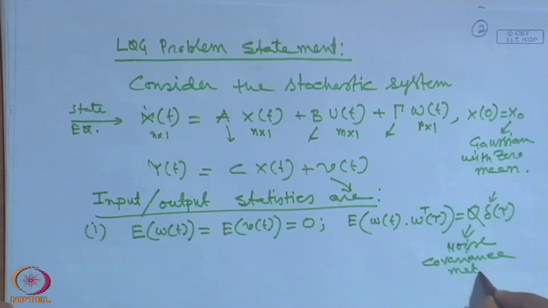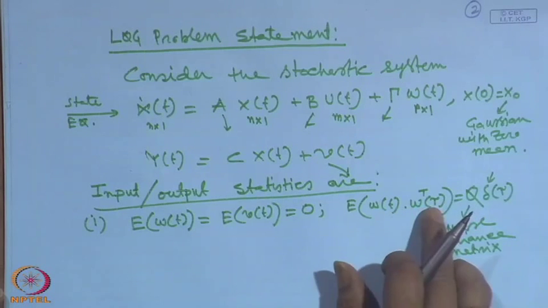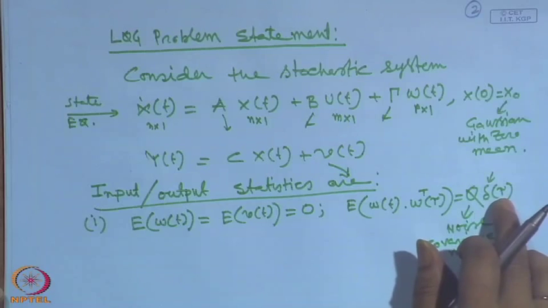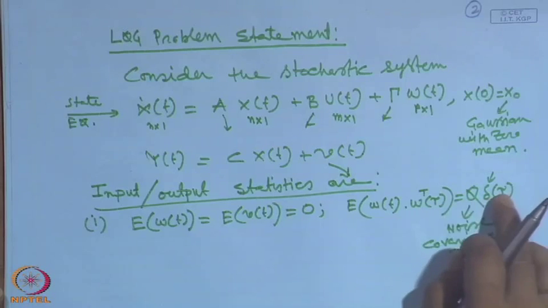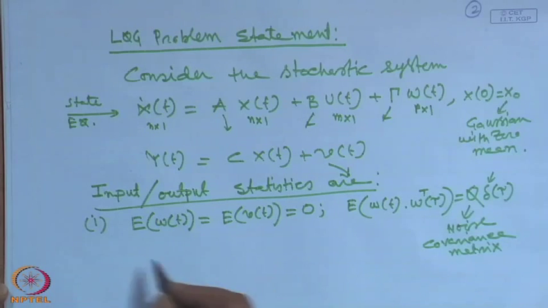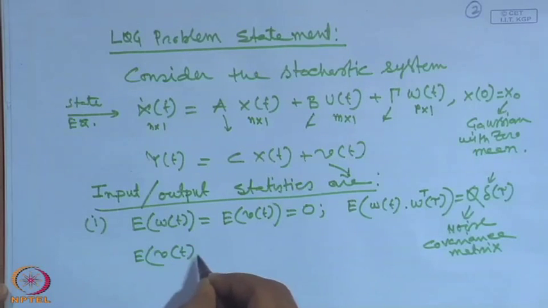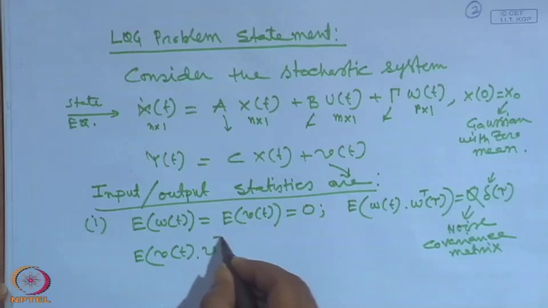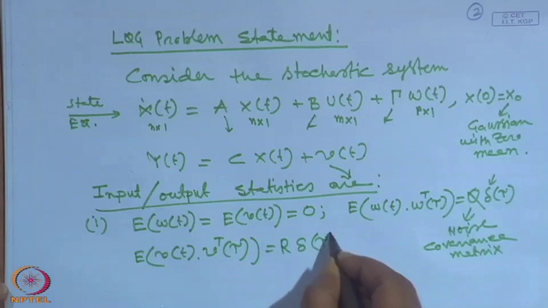Agree? So when tau is equal to t, this value is 1. When tau is not equal to t, this value is 0. That means they are uncorrelated. And this, v of t into v transpose of tau, is equal to R delta of t minus tau.